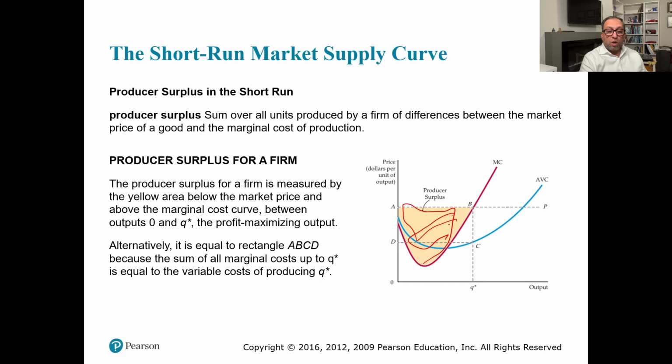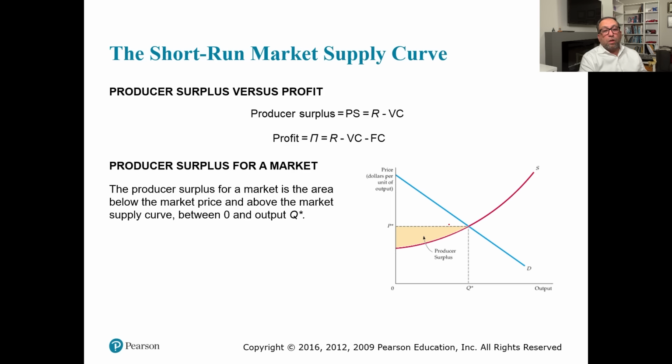Because the sum of all the marginal costs... Producer surplus versus profit. There is a difference between producer surplus and profit. Producer surplus is revenue minus variable cost. However, profit is revenue minus variable cost minus fixed cost. So the main difference between surplus and profit is the fixed cost.